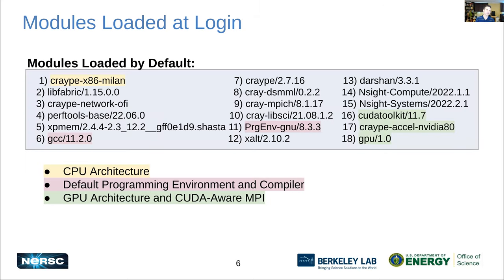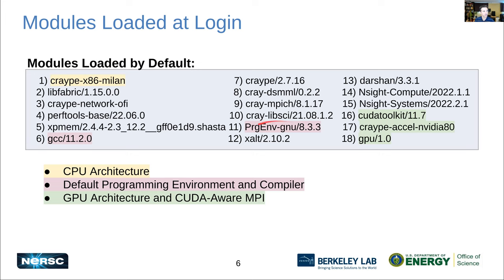These are the modules that are loaded by default. I'll point out a few of them. The first one here is craype-x86-milan. This defines the CPU architecture. We'll talk more about compiling later, but this allows the Cray wrappers to focus the compilation on the CPU architecture and get more speed out of it that way.